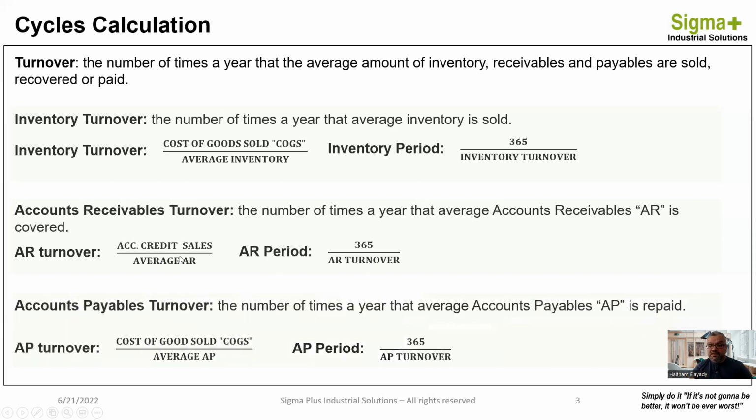The third type of the turnover is known as the accounts payable turnover, and it refers to the number of times a year that the average accounts payable is repaid. It can be calculated by dividing the cost of the goods sold, the COGS, by the average accounts payable. And the period of the accounts payable in days can be calculated by dividing the number of days per year, the 365 days, by the accounts payable turnover.